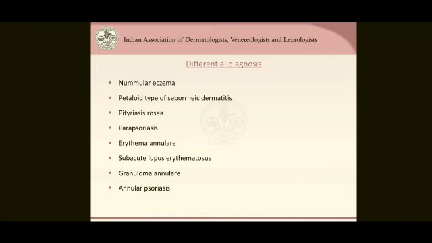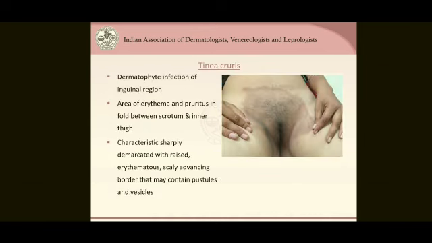Petaloid type of seborrheic dermatitis, as the name suggests, will be on the trunk, that is upper chest and back, covered with yellowish greasy scales. Whereas in Pityriasis rosea, again the trunk is involved, but the distribution will be in a Christmas tree pattern on the back. Parapsoriasis, erythema annulare, subacute cutaneous lupus erythematosus, granuloma annulare, and annular psoriasis are the other differential diagnoses to be kept in mind.